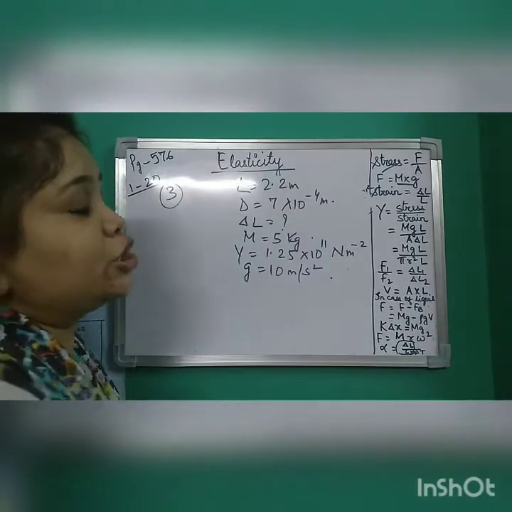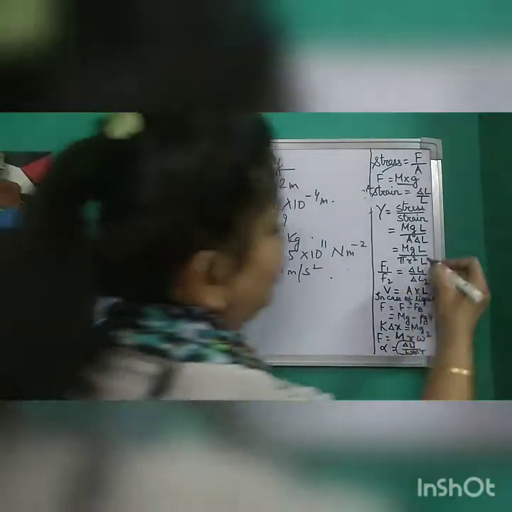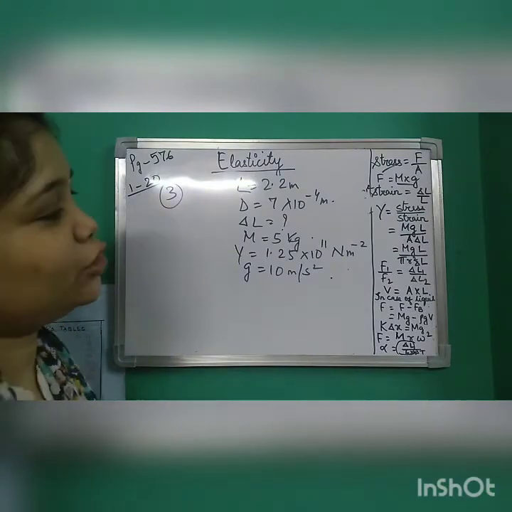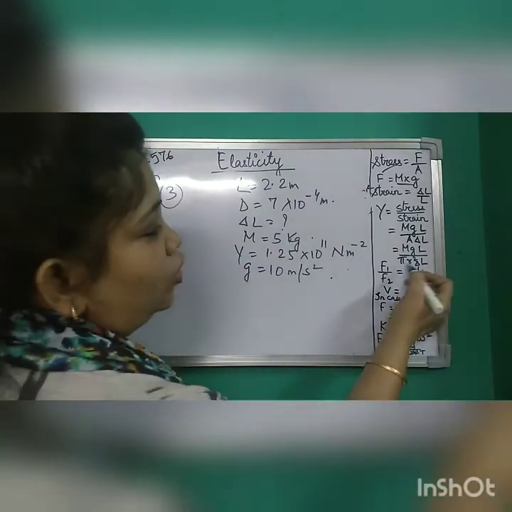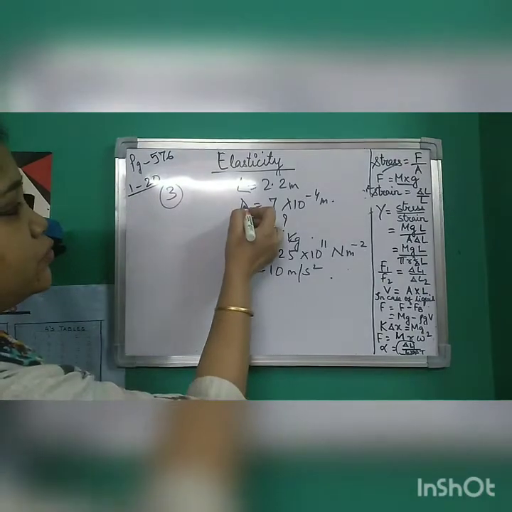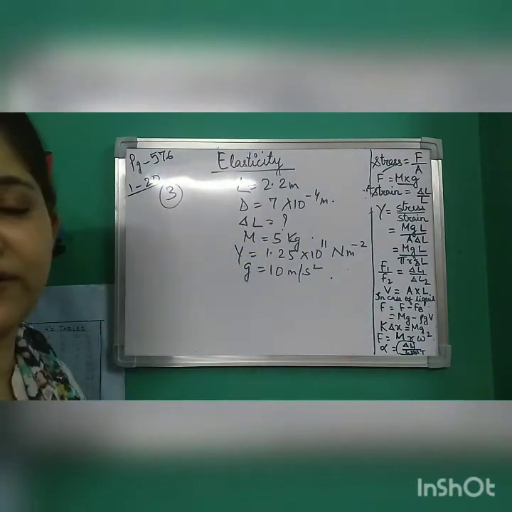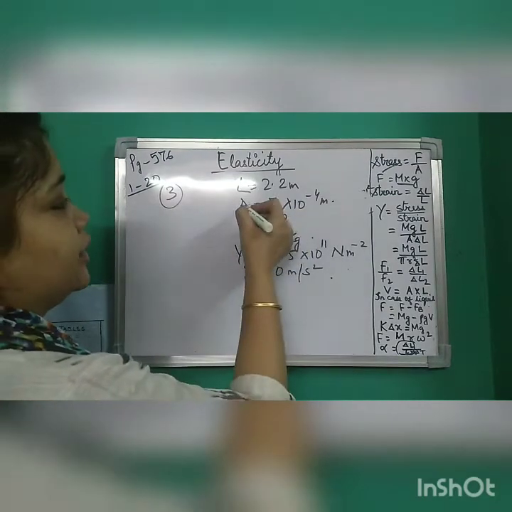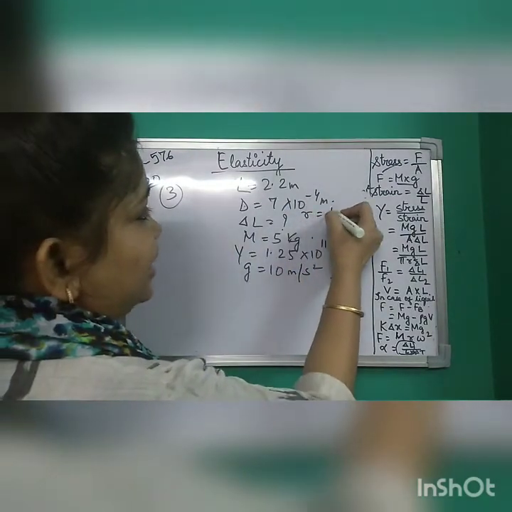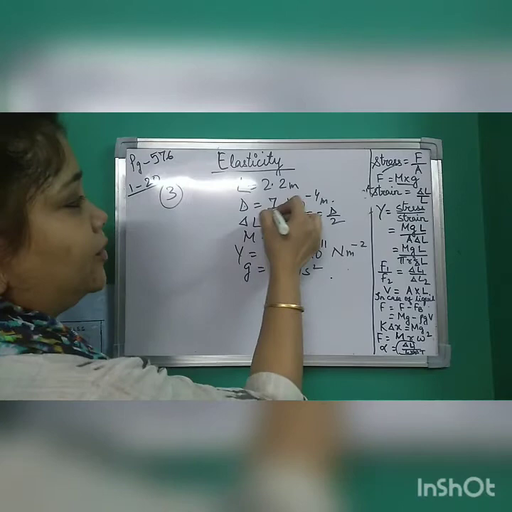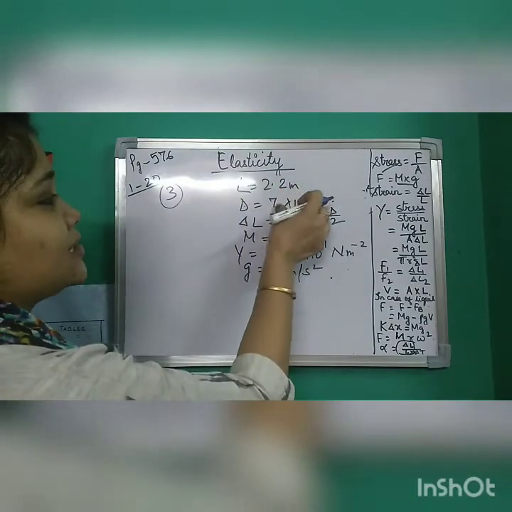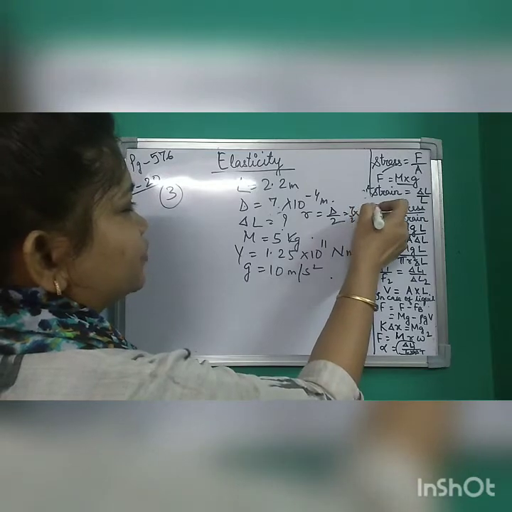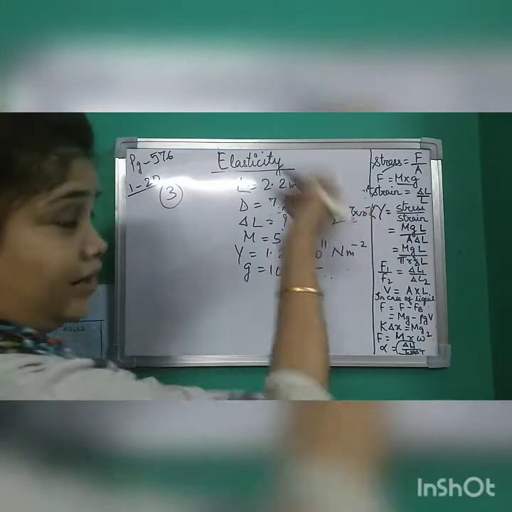So, you have to find out what the elongation produced. That means you have to find out delta L. So, here one thing you have to do, students. As diameter of the wire is given, you have to first find out the radius. How will you find out the radius? You know, radius is diameter by 2. So, if you divide it by 2, you get the radius. I am showing it over here, it is 7 by 2 into 10 to the power of minus 4. So, you get the radius over here.